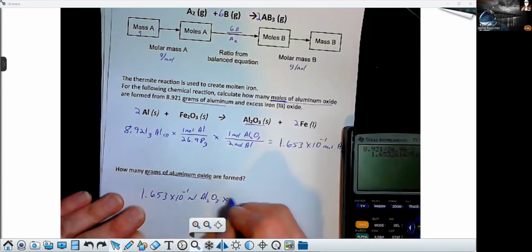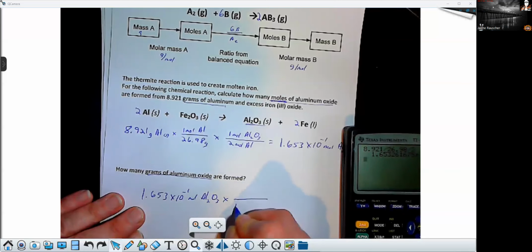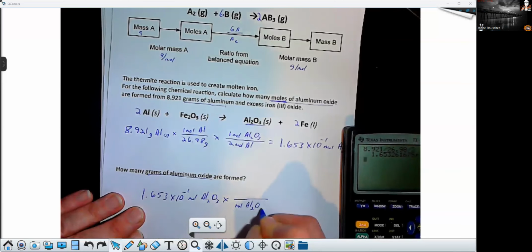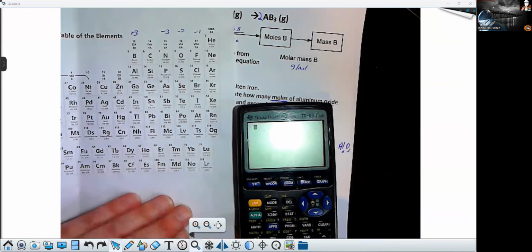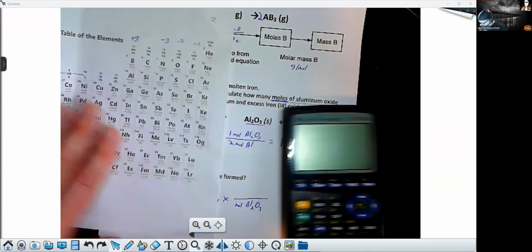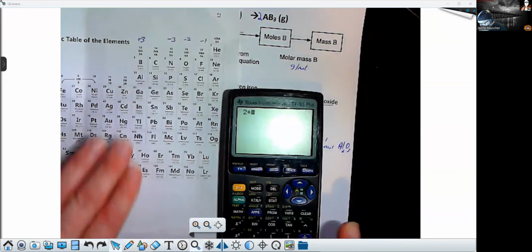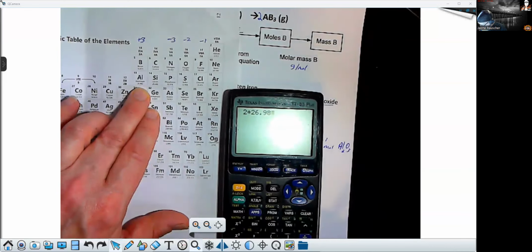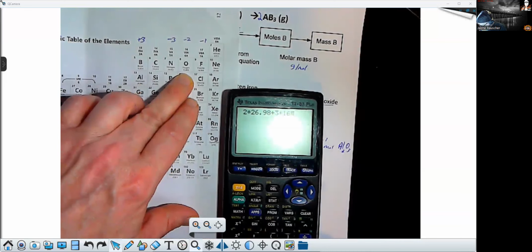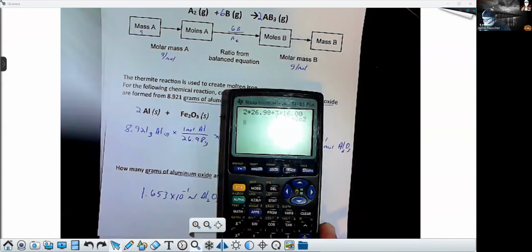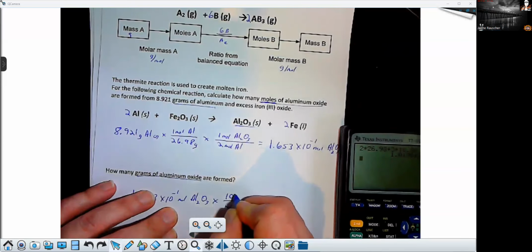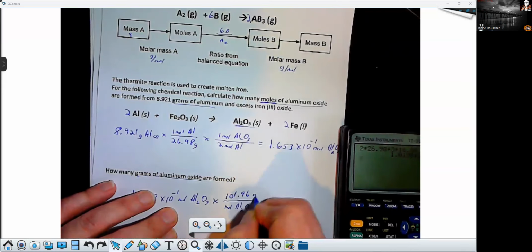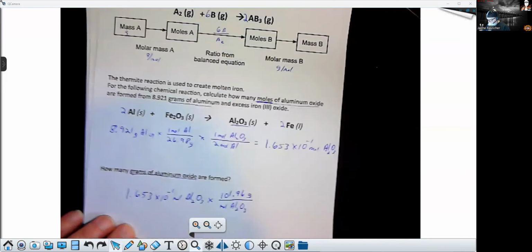The molar mass of aluminum oxide is going to be per mole of Al2O3. What we've got to do is take the molar mass of aluminum, and there are 2 aluminums, so it's 2 times 26.98 plus 3 times the molar mass of oxygen, which is 16.00, and we get 101.96 grams per mole. So there's our molar mass.